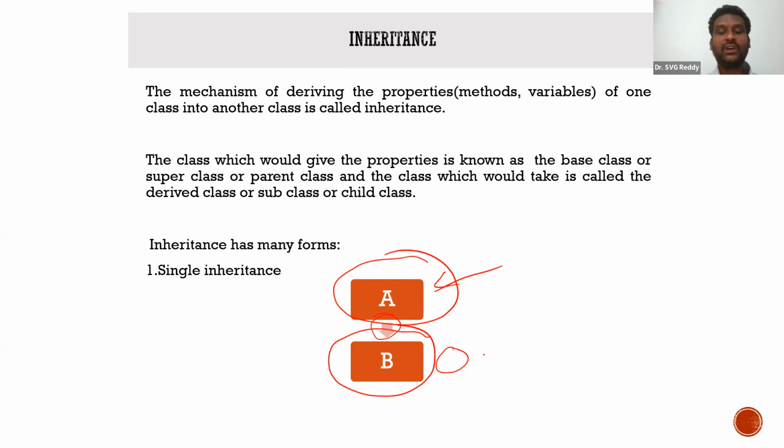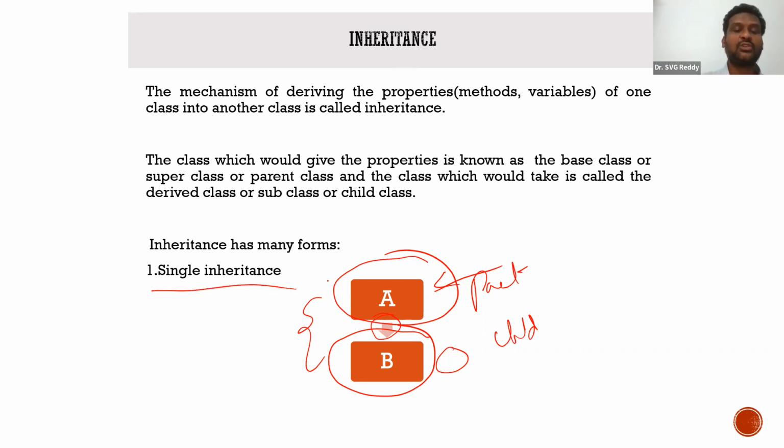Now, if we have inheritance between only two classes, A and B, there is only one level of inheritance. B is inheriting from its parent. This is the parent and this is the child. The child is inherited from the parent, so there is only one level. That's why it is called single inheritance.